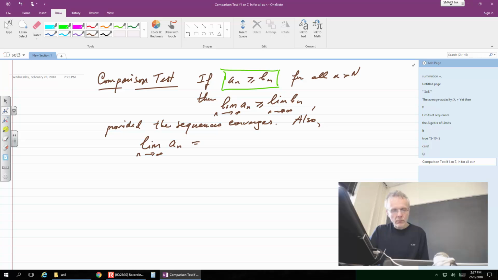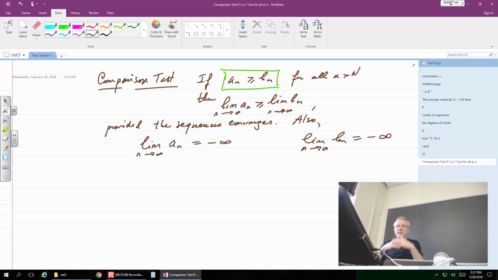So the limit of Bn, as n goes to infinity, is minus infinity. So two sequences, one is larger than the other. One of them goes to negative infinity. What does it say about the other one? Two sequences, one larger than the other.